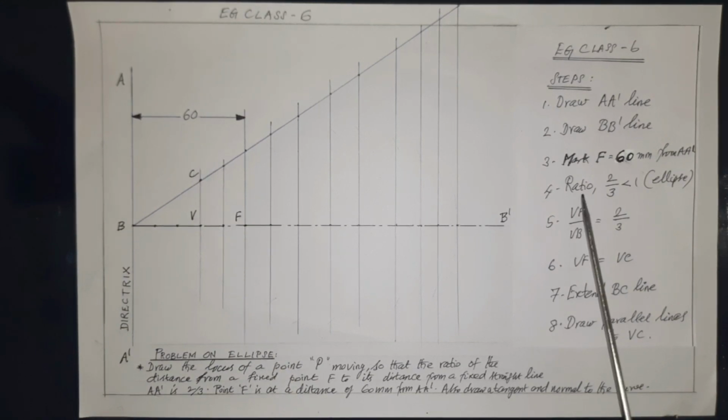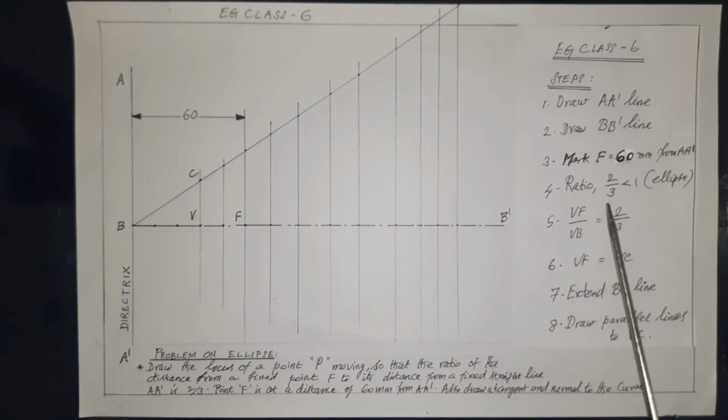Step 4, we have to consider the ratio 2 by 3, which is less than 1. Since the ratio given in the problem is 2 by 3, which is less than 1 in value, it means it is the ellipse type curve, as we have seen in the previous video class. So this is to be marked on the horizontal line. We will see it in the next step.